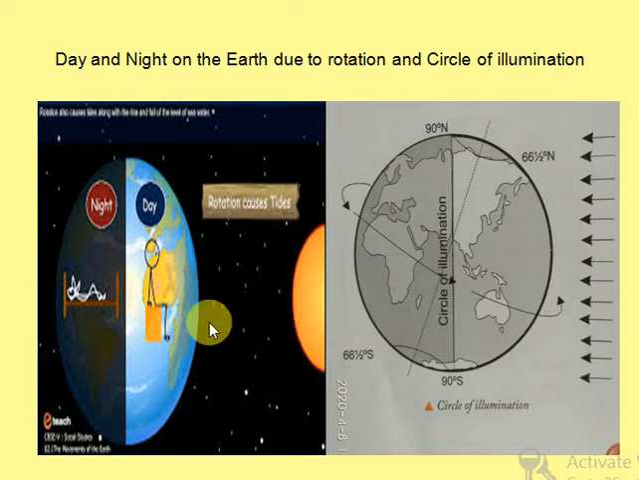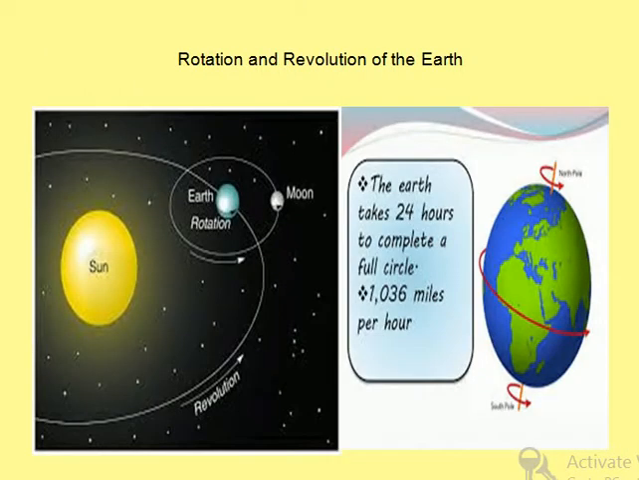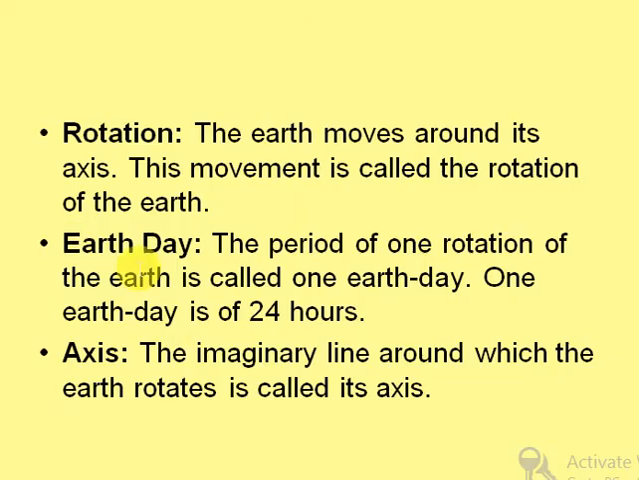The earth takes about 24 hours to complete one rotation around its axis. The period of rotation is known as the Earth day. This is the daily motion of the Earth. So we discussed the rotation, the Earth day, and the axis.